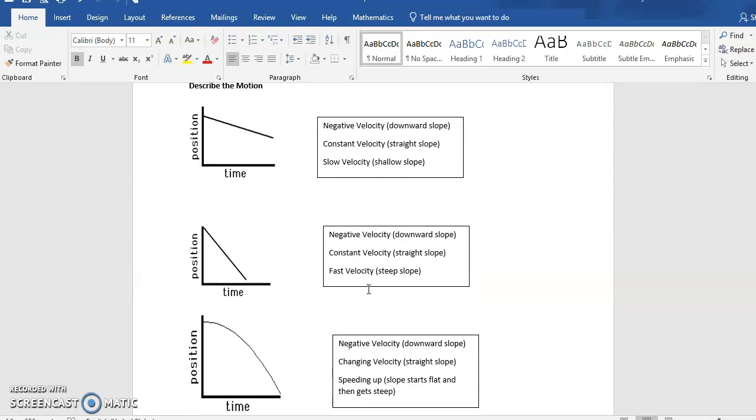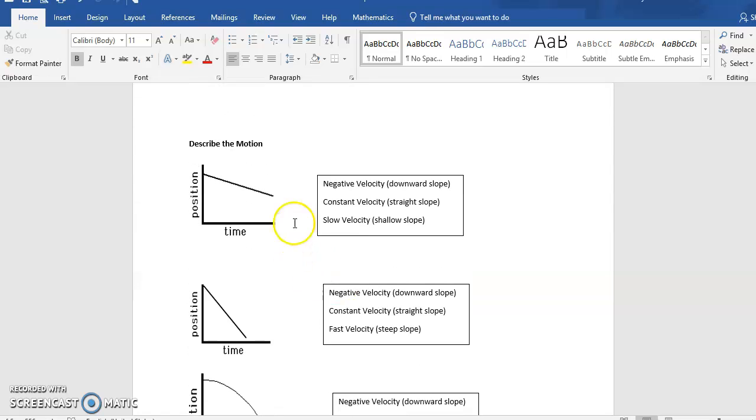Okay, so just a couple of examples here. We're going to practice describing the motion. So if I look at this position-time graph, we can see that this object is traveling in the negative direction because the line is going downward. So we have a negative velocity, downward slope. It's a straight line, meaning we have a constant velocity. And I would say this is fairly shallow, so we know we have a slow velocity.